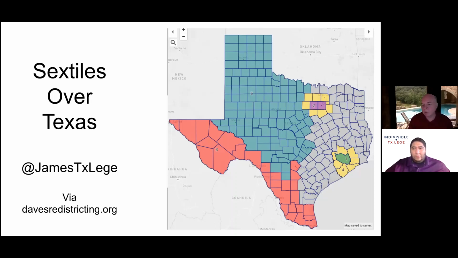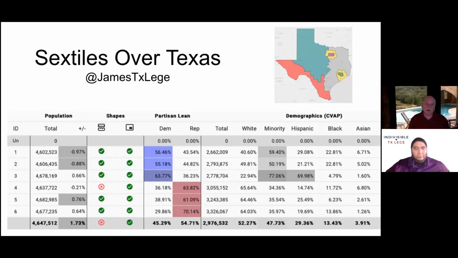So anyway, with that in mind, Dave's Redistricting app gives us a chance to also look at some statistics on those districts. And I put the districts up in the upper right-hand corner so you can see what the map looks like.